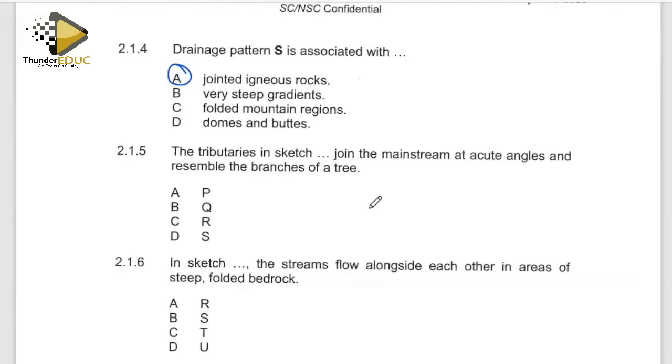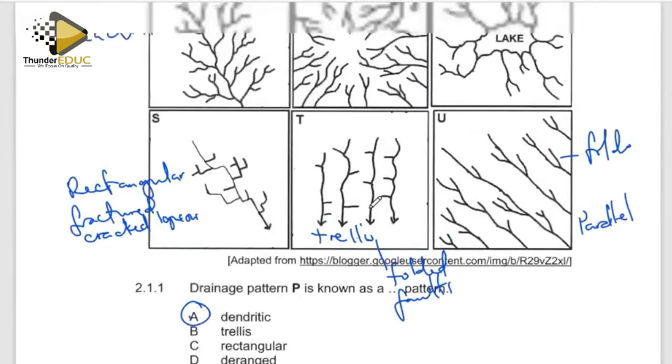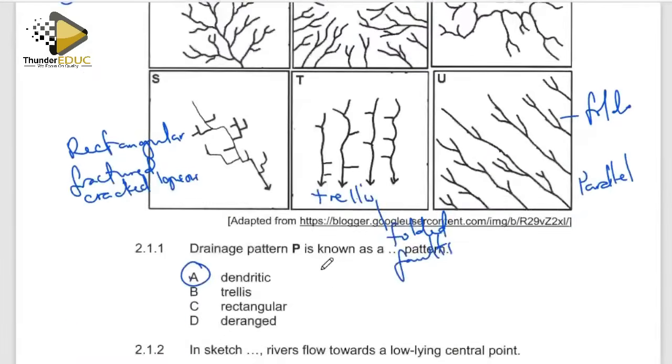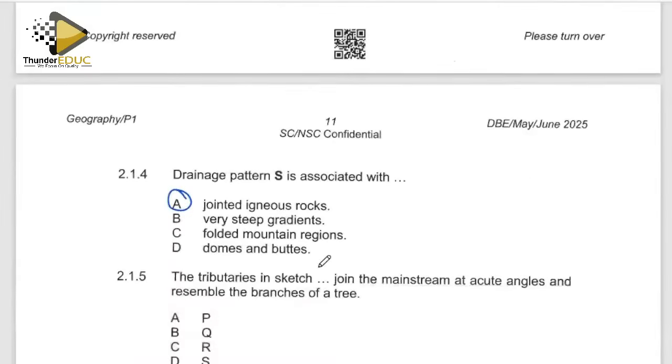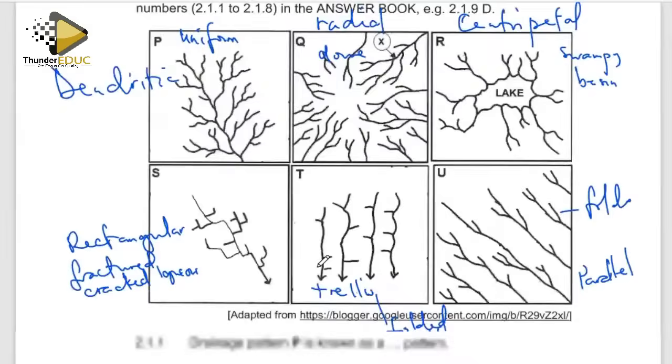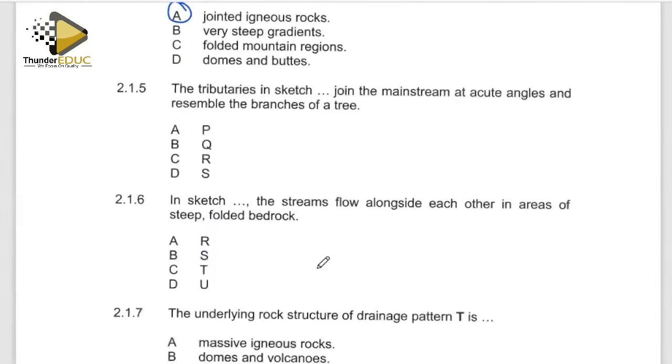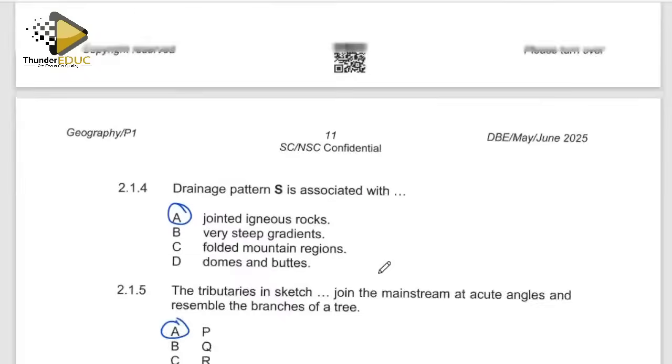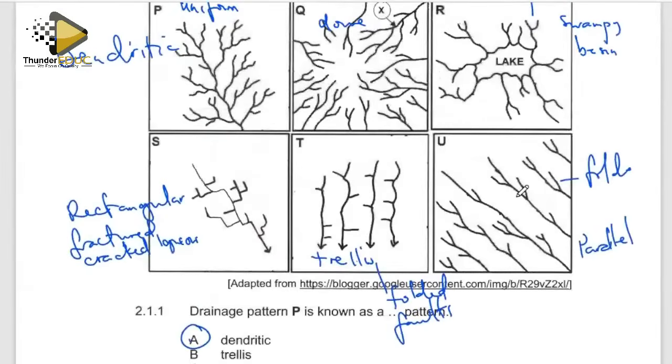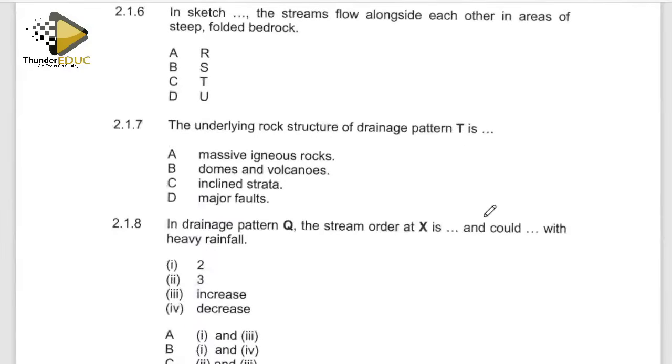Right. Then 215, it says tributaries in sketch dash join the main stream at acute angles and resemble the branches of a tree. Automatically, this is this one here, dendritic, which is pattern P. So our dendritic is on pattern P, which is item A. 216, in sketch dash, these streams flow alongside each other in areas of steep folded bedrock. This is parallel, which is U. So our response here is D.